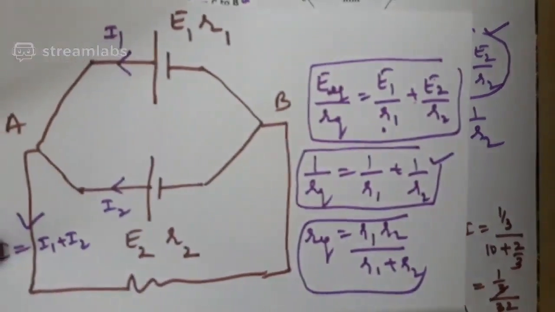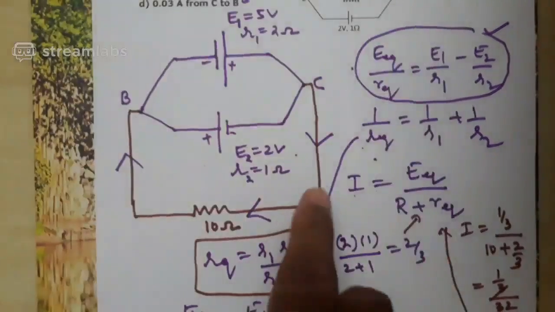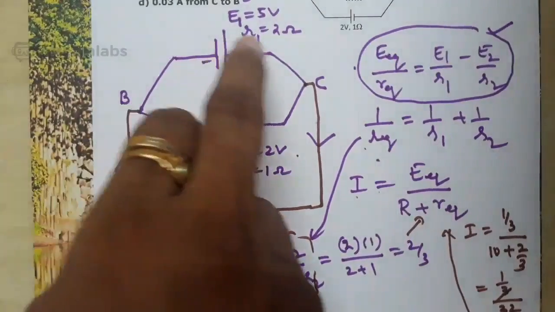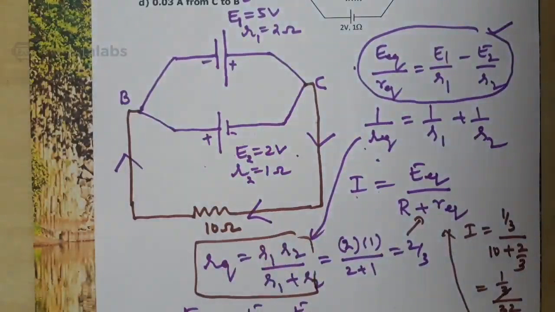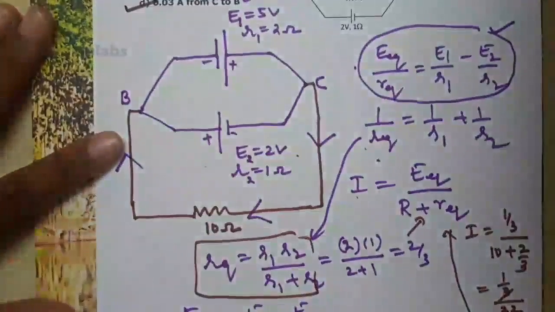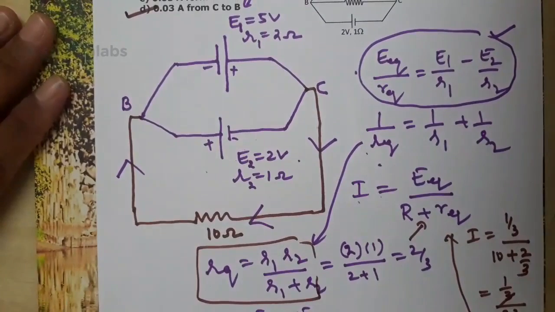This is the original formula for normal parallel combination. And I told you how to select the direction of current depending upon the cell having a higher EMF. So it is from C to B. So which option is the correct answer then? Yeah, option D. 0.03 ampere from C to B.